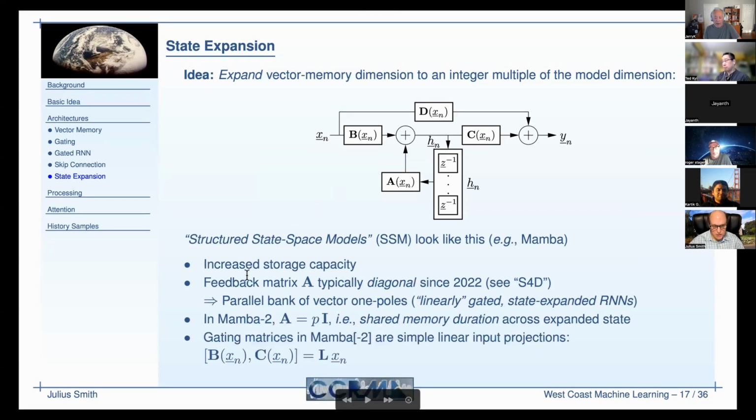And this is one of the main changes in Mamba 2, that not only is the feedback matrix diagonal, but it's a constant times identity. In other words, all of the little parallel RNNs have the same exponential fading memory duration, which I think is very, very interesting. So they all shrink or grow together. And when you get P close to 1, then you're asking for a very long memory. And when P gets small, then it fades.